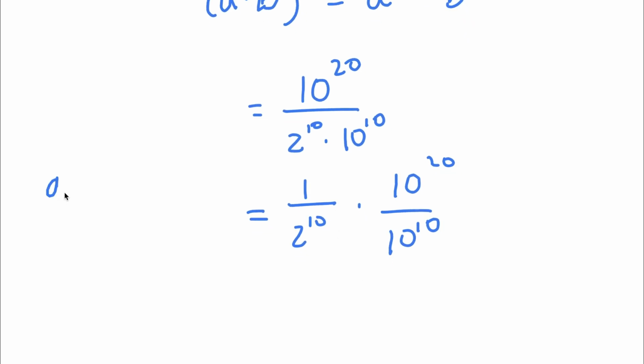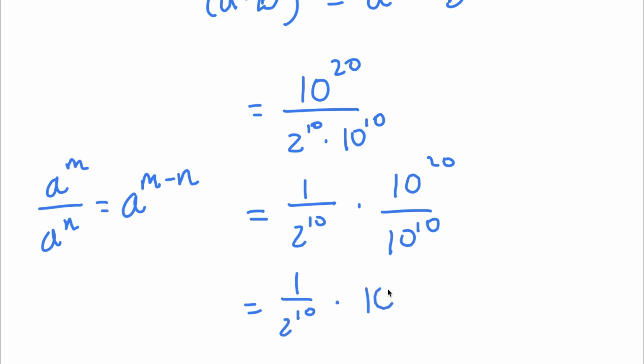Now, if I have something in the form a to the power of m over a to the power of n, this is the same thing as a to the power of m minus n. So 10 to the power of 20 over 10 to the power of 10 is going to equal 10 to the power of 20 minus 10, which is the same thing as 10 to the power of 10.